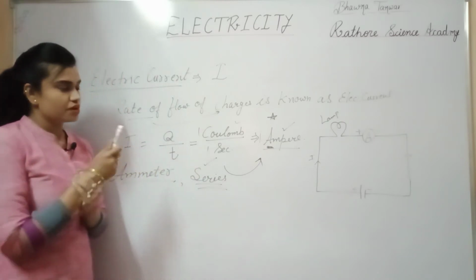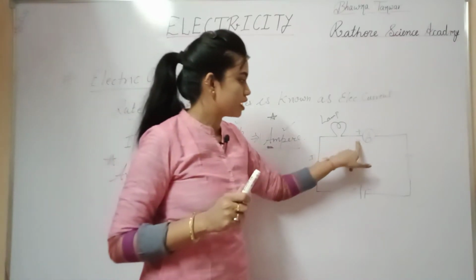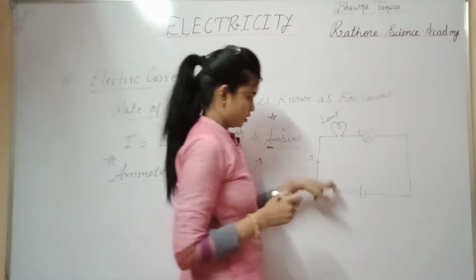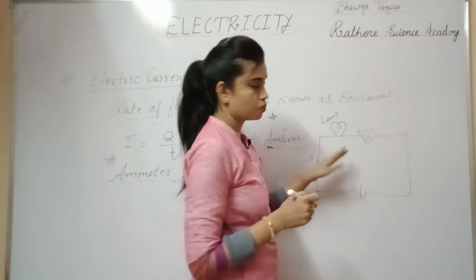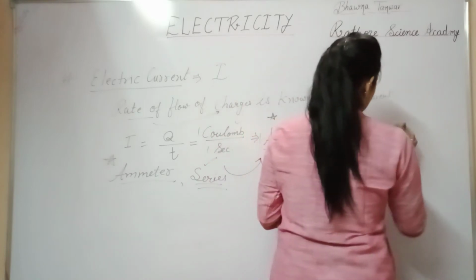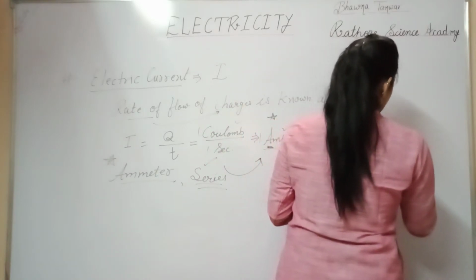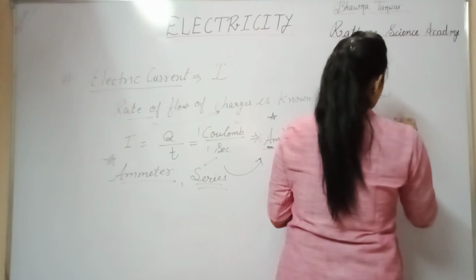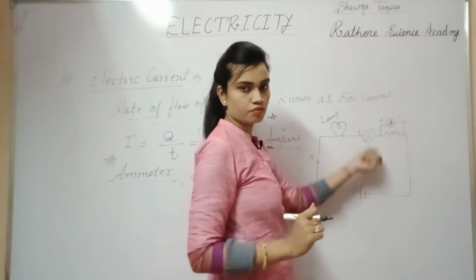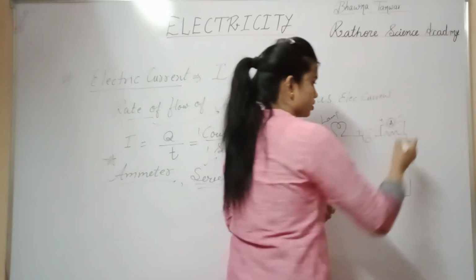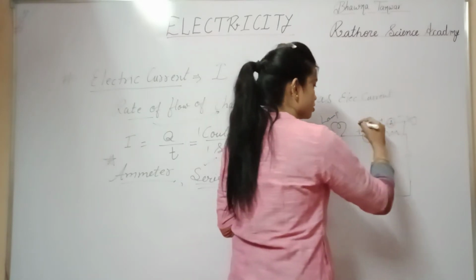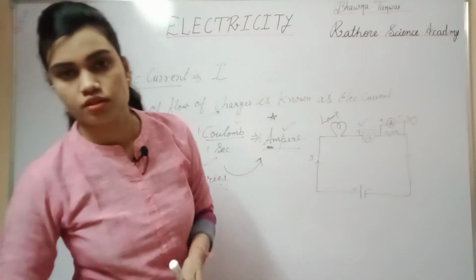Now see, the question is why the ammeter is connected in this manner in the series of an electric circuit, right? Why is it not connected in parallel like this manner, in parallel to the resistor? Why is it not connected in this form? It is wrong. It is not connected in parallel. It is always connected in series. Why is it so?